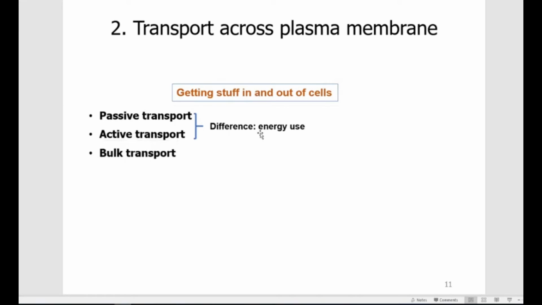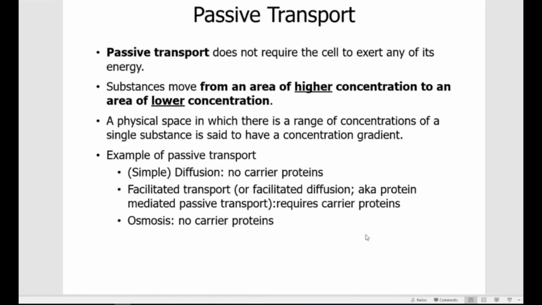The main difference between passive and active transport is whether energy is required. Okay, so passive transport does not require energy. Things can just move, but active transport requires energy. So you have to provide energy for things to move around. All right. So we're going to focus on passive transport first.